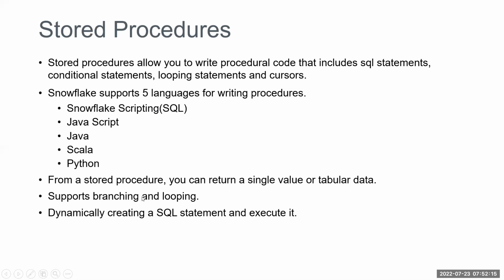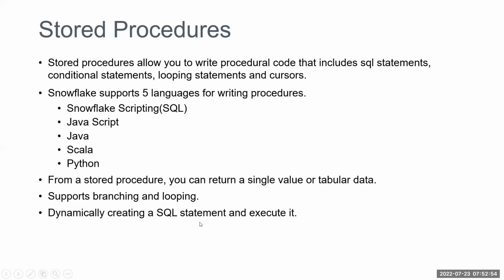So first, from a stored procedure, you can return a single value or tabular data. Like user-defined functions, you can return a single value, or even you can return a table of data as output from the stored procedure. Or you can perform insert operations, delete, update, anything you can do inside the stored procedures. Okay, and it supports branching and looping. Branching is nothing but based on some conditions, you can control the data flow like an if else condition. And it supports looping, like for loop or while loop, in the stored procedures.